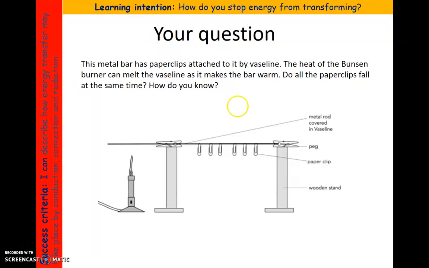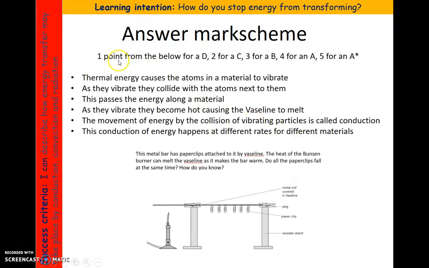Okay, so hopefully you paused the video, and if you have one of the points from below for your answer, you get a D. 2, C, 3, B, 4, A, and 5 for an A star. So this is how I wrote it out, and this is how I would think to explain it.